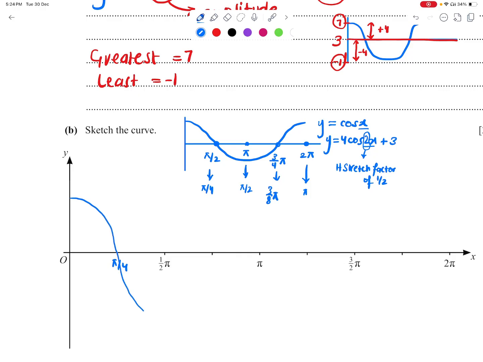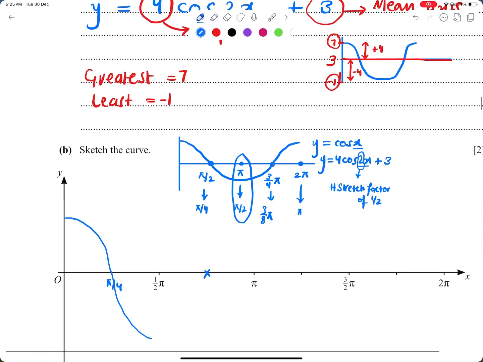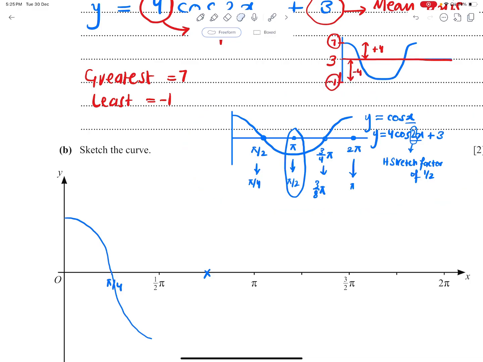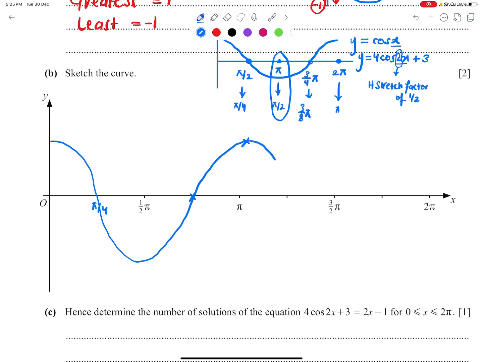There's going to be no intersection at pi by 2, and then there's going to be an intersection at this point, and then there's going to be no intersection at pi, which is basically this point. I'm just going to move this over here at this point. This is going to be one of your cos curves. And by the way, because the domain is till 2 pi, you're going to have to complete this graph till 2 pi. You can't leave it over here, otherwise you won't get the mark.